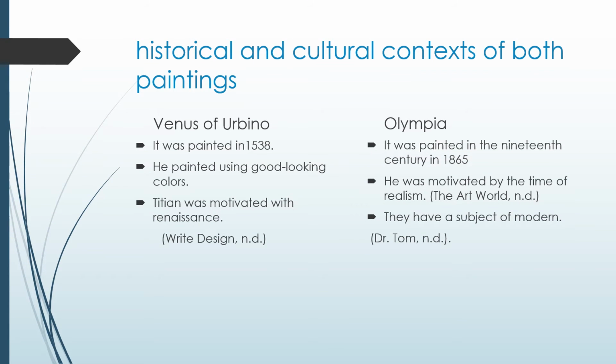About the historical and cultural context of both paintings, the Venus of Urbino was painted in 1538, the time when Titian painted this picture, and he painted it using good-looking colors. Because it was the time of bringing innovation and showing the direction, coming with an idea of how they can change, he used good-looking colors so that innovation could be allowed. He was also motivated by the Renaissance. For him to draw those colors, it's because it was the time of the Renaissance. He was motivated by that time, and he came up with the picture of the Venus of Urbino.